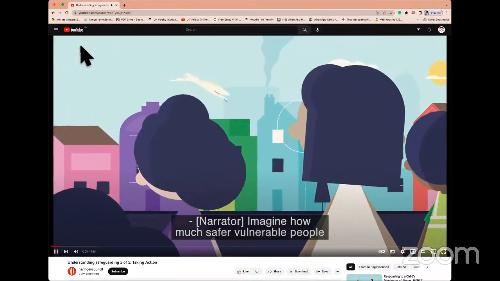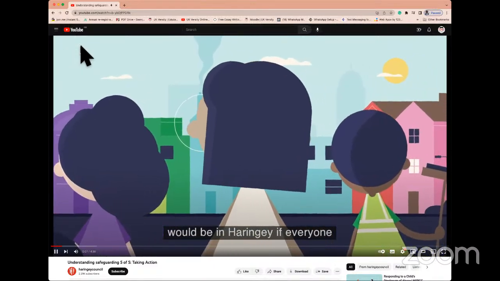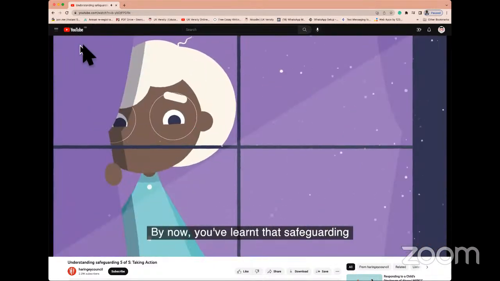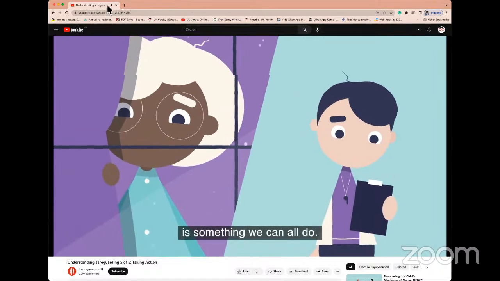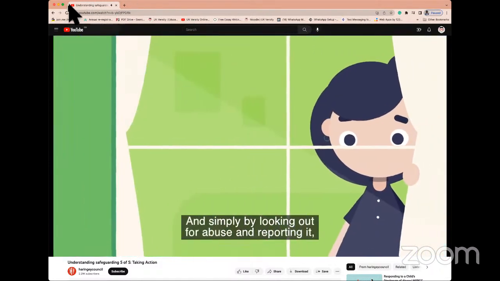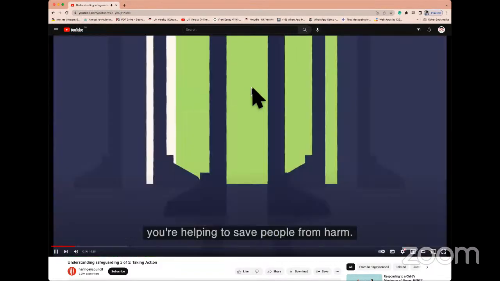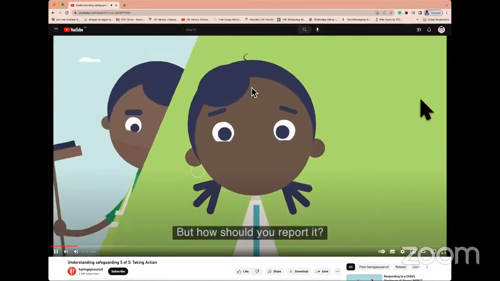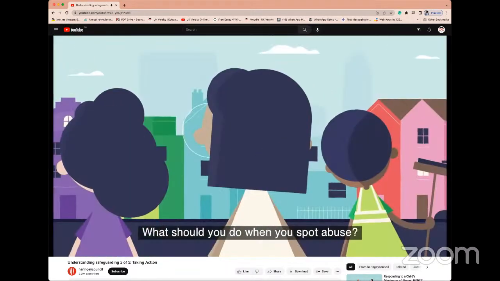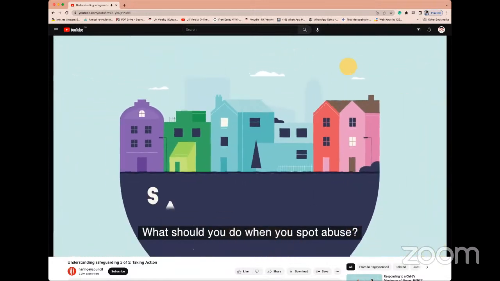Imagine how much safer vulnerable people would be in Haringey if everyone was protecting against neglect and harm. By now you've learned that safeguarding is something we can all do. And simply by looking out for abuse and reporting it, you're helping to save people from harm. But how should you report it? What should you do when you spot abuse?